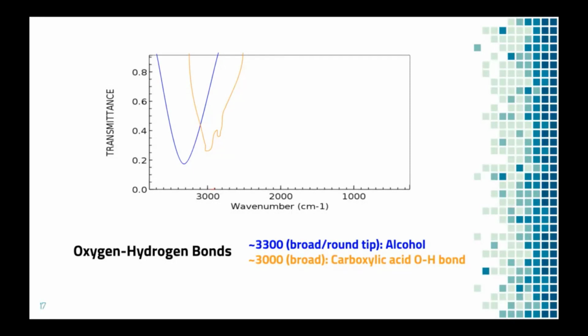In terms of the oxygen-hydrogen bonds, this is the alcohols that you guys know. It definitely has a very distinctive peak, and it is very broad, and it has a round tip for the alcohol. And if we're looking at a carboxylic acid OH bond, then it'll have a broad signal as well, except the tip will look slightly different.